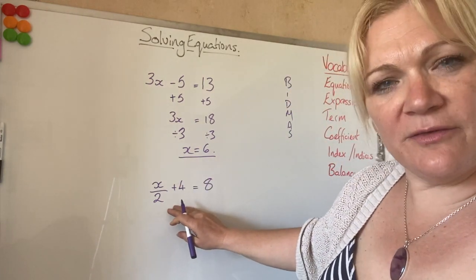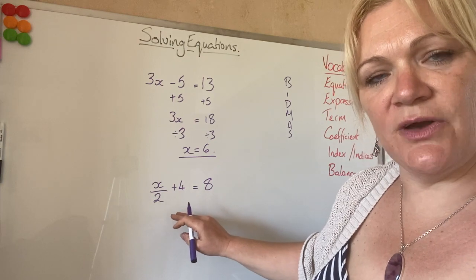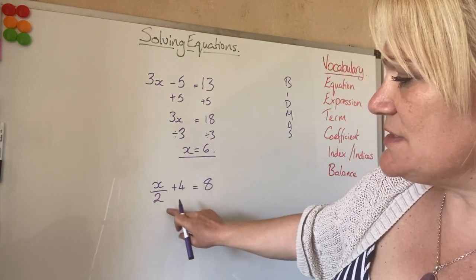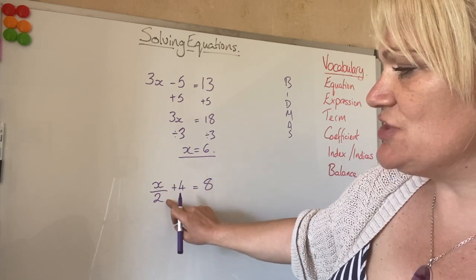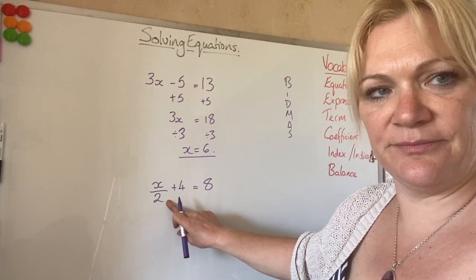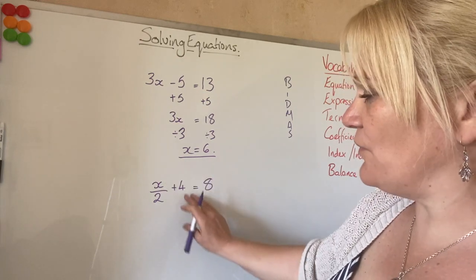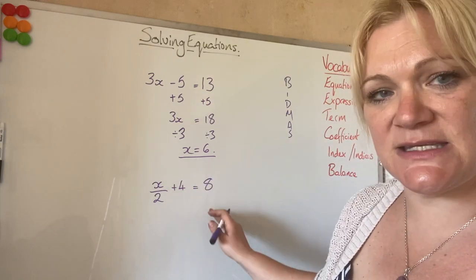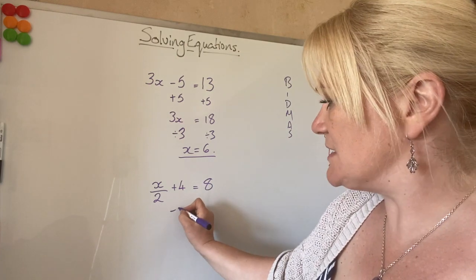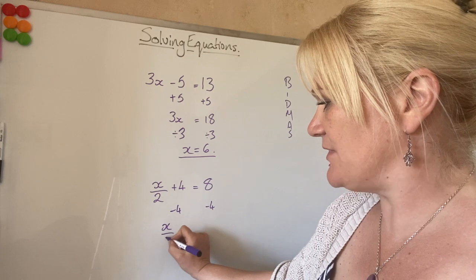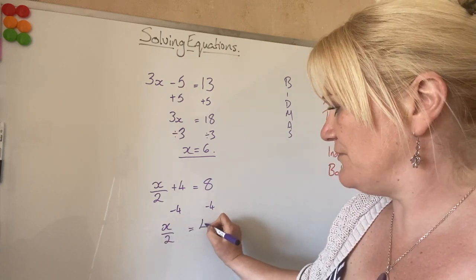People often panic when there are fractions or divisions involved, but you mustn't worry. In this case, you can see that the division is just over the x, so you mustn't worry too much. The plus 4 is still going to be the easiest thing to get rid of. So we're going to subtract 4 from both sides, leaving us with x divided by 2 equal to 4.